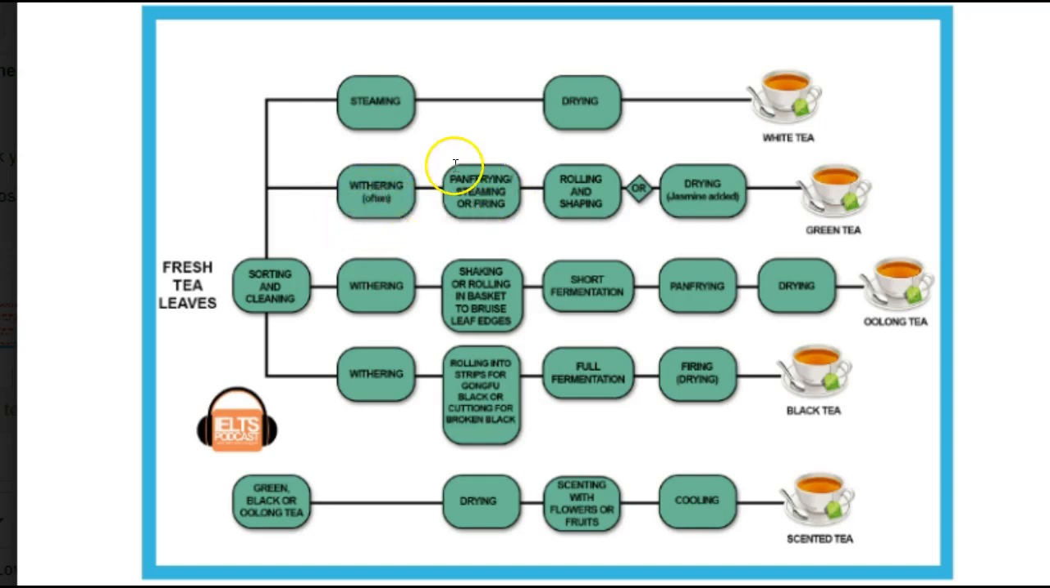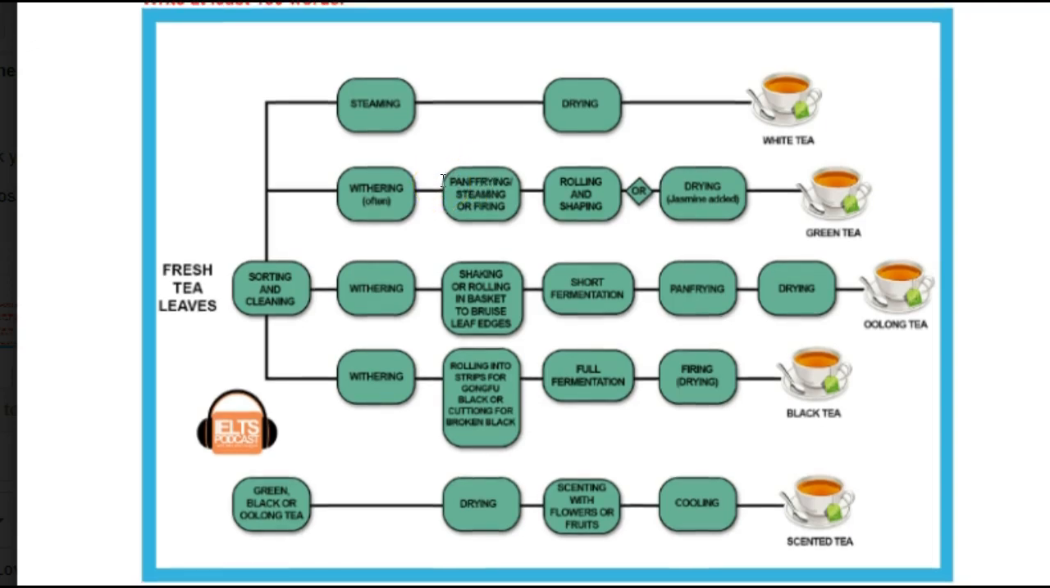And then you can differentiate. Then you can start talking about green tea. So, green tea is first pan-fried, steamed, or fired. Then it is rolled and shaped. Or instead, it may be dried with jasmine added to it.